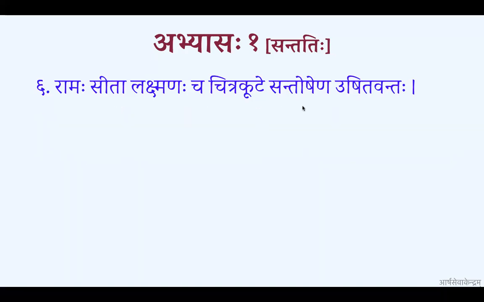अग्रे गच्छतु भाग्य महोदय. सन्तोषेण उषितवन्तः, or can I do चित्रकूटे first, महोदय? Either one. अत्र कर्मपदं नास्ति, अतः कर्मपदं नास्ति. कुत्र उषितवन्तः? चित्रकूटे उषितवन्तः.